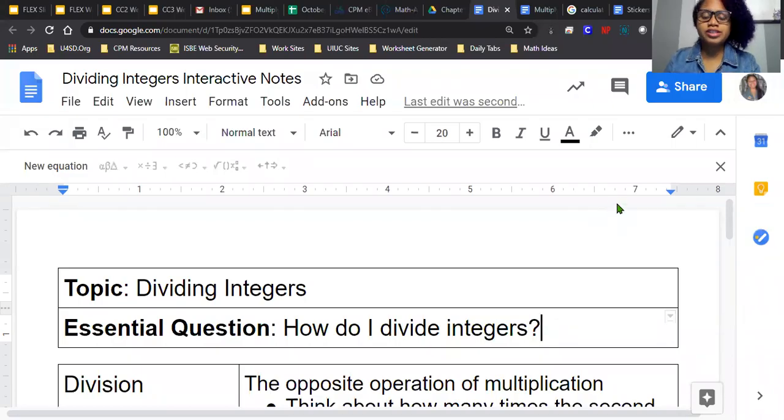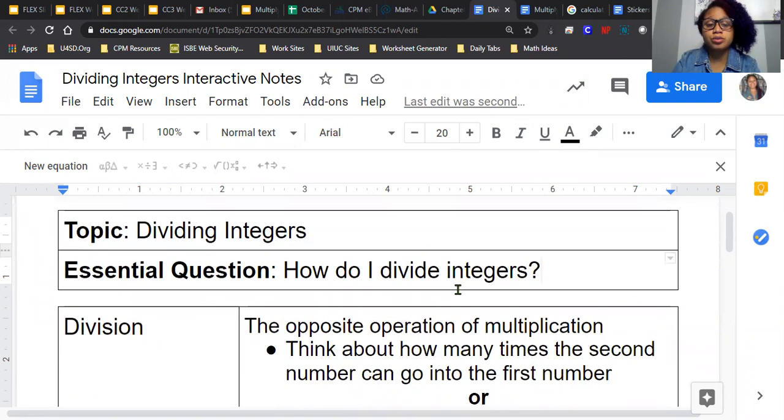Hello, so today our topic is dividing integers. Our essential question is, how do I divide integers? So before we start talking about the rules of dividing integers, we need to look at what is division? How do you divide in general?